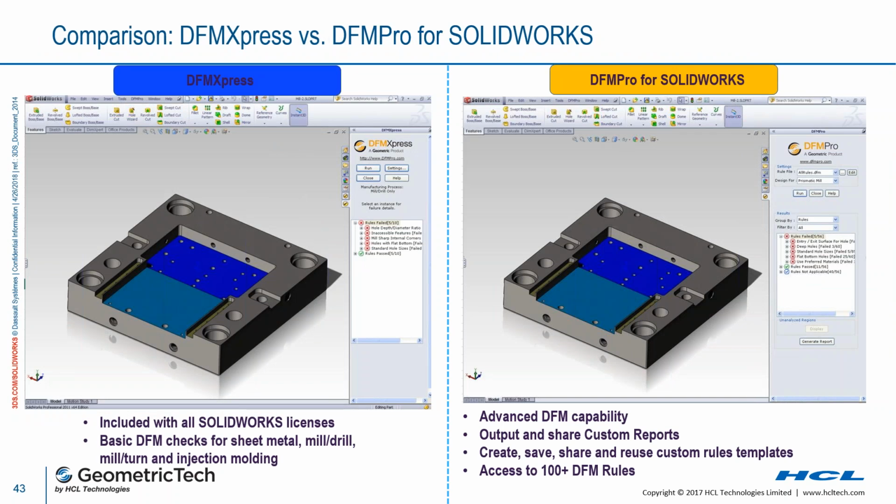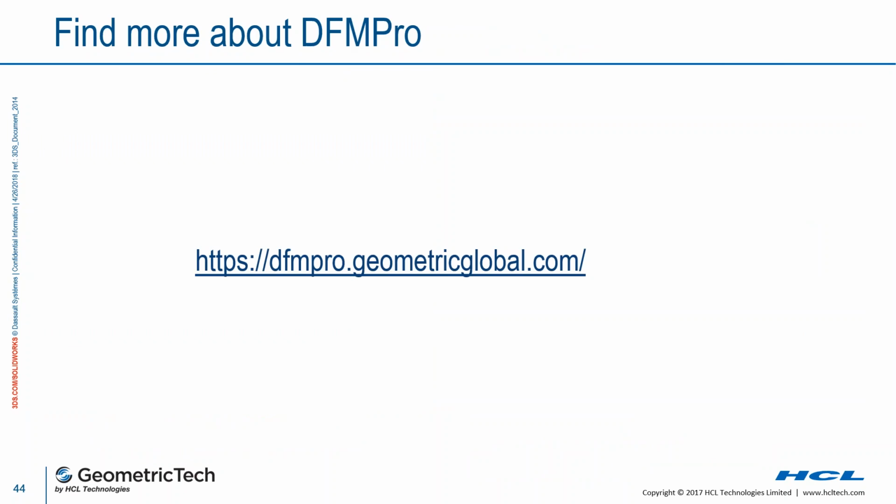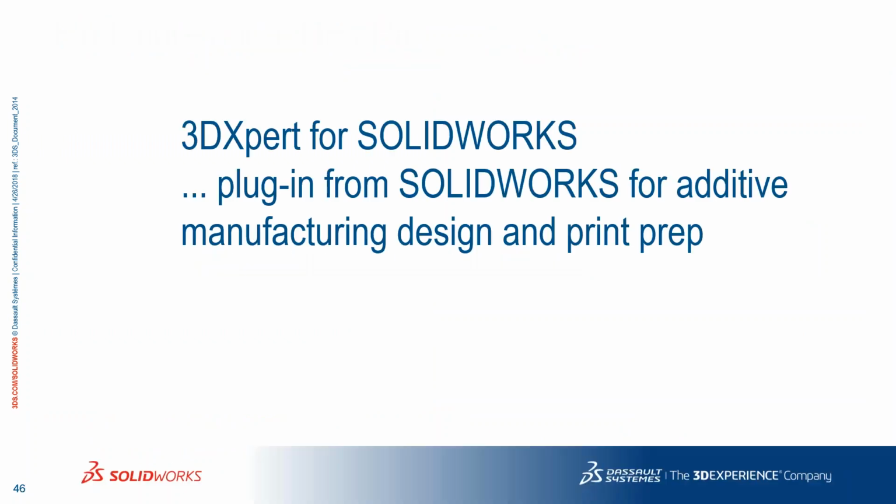So DFMXpress is included in all SOLIDWORKS licenses. It's an entry level that you can use to do basic checks. So if you are using mill and drill, turning, injection molding, sheet metal, please try it out. It is included. No reason not to use it. And if you're interested in this, contact your local reseller for more information, because there is an add-in called DFM Professional where you can do much more of this. There's also more information on the SOLIDWORKS website and on their portal there.